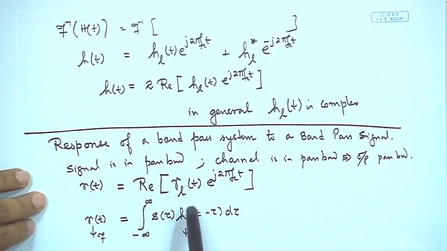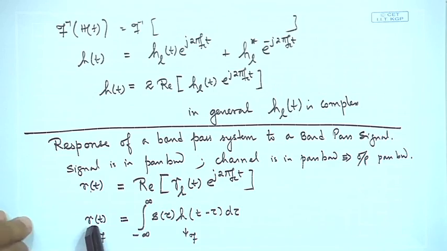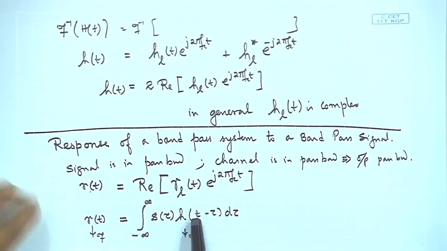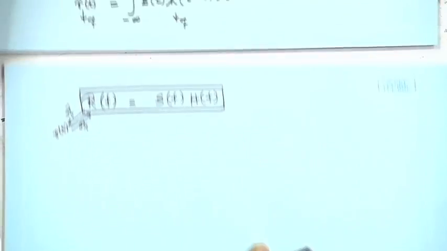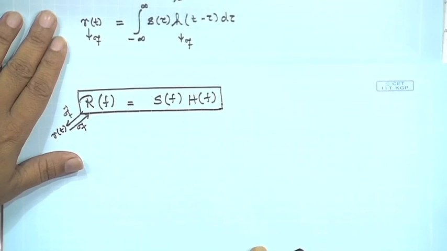In the previous lecture, we have seen the relationship between the output of a bandpass channel when excited by the bandpass signal, and that relationship is straightforward for us because it's the outcome of a channel whose impulse response is given by h(t). That is what we have defined. So, output r(t) is a convolution of s(t) and h(t), and if we take the Fourier relationship, it turns out to be this.